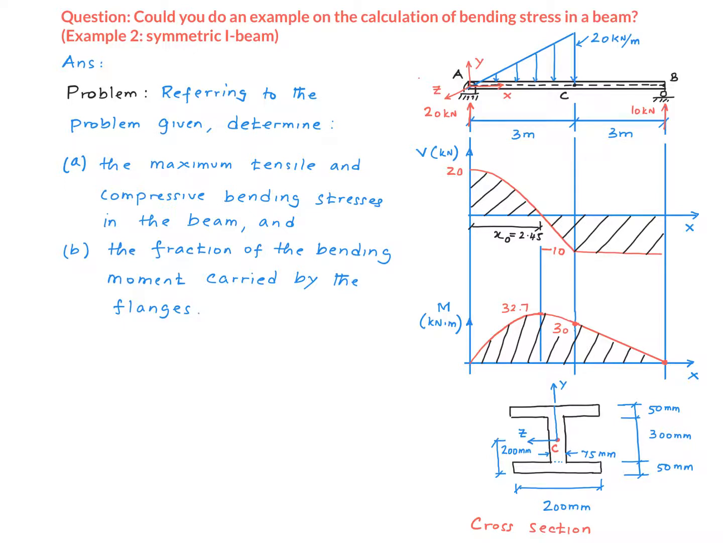We are supposed to calculate the maximum bending stresses. The maximum stresses go with the maximum bending moment in the beam, and by looking at this bending moment diagram, we see that the maximum bending moment in the beam is 32.7 kilonewton meter. And of course that happens at a point over here, which is at a distance of 2.45 meters from point A. We also note that this value is a positive value. So let's go ahead and list the value here and take it to the next slide and do the calculations.